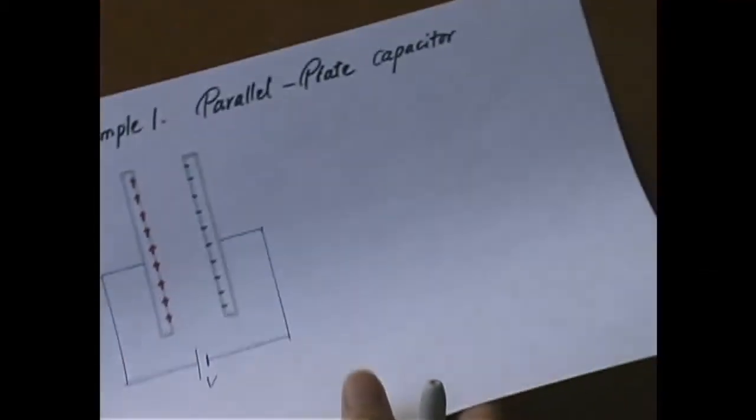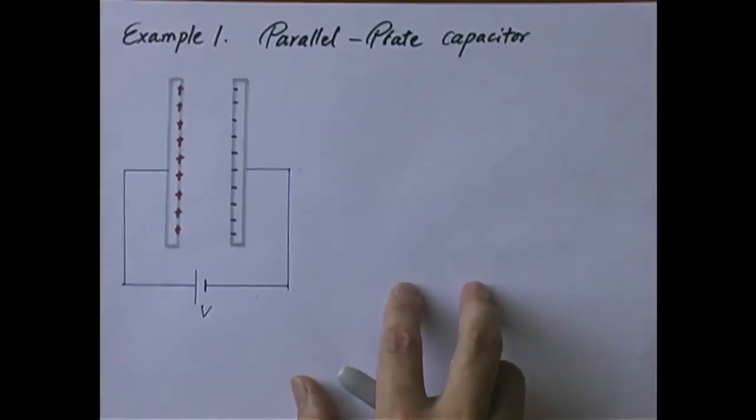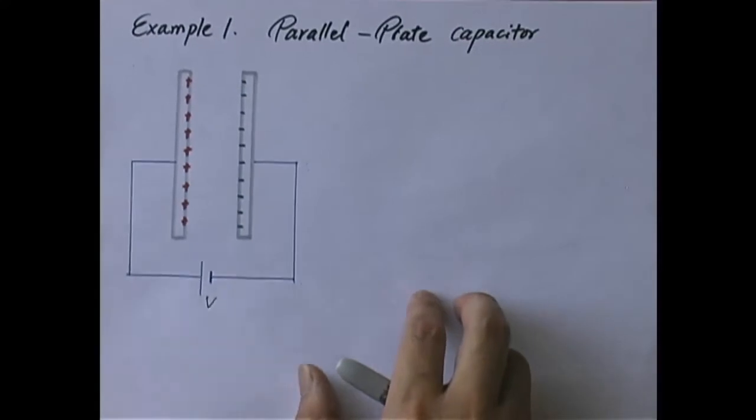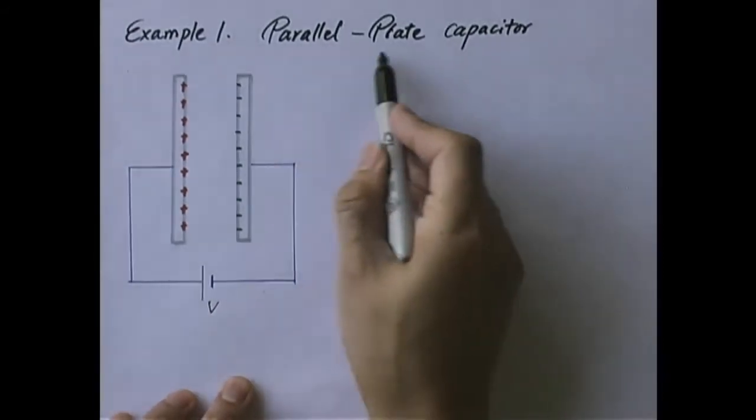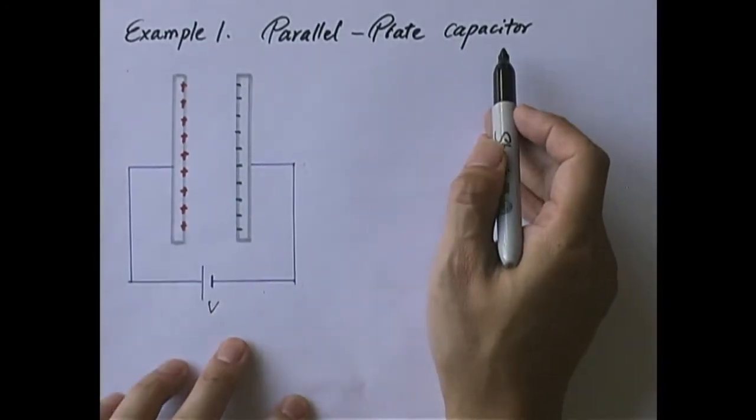So let's see. Our first example is one of the easiest to calculate, and it's also one of the most common to use in an actual electrical circuit. And that is what's called a parallel plate capacitor. What's a parallel plate capacitor?